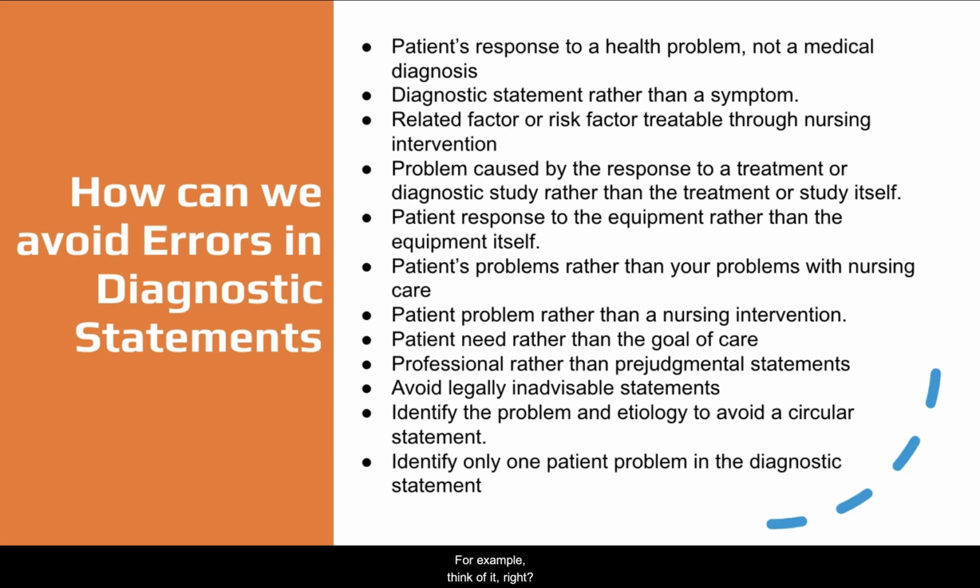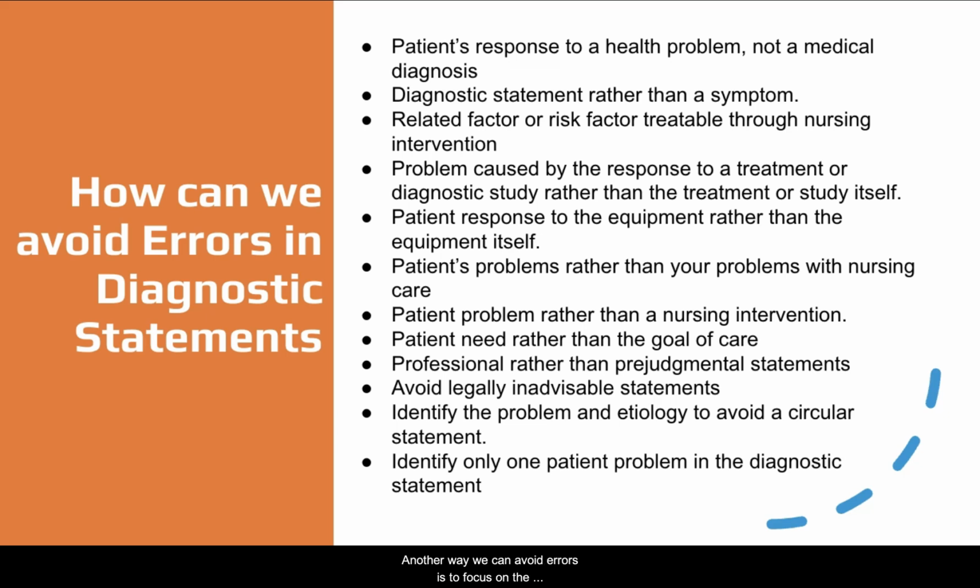For example, think of it, right? If you picked hypertension as your nursing diagnosis, what can you do about it? There's nothing you can do about it because the doctor has to prescribe the medication. The doctor has to diagnose it. You cannot diagnose it. But if you have altered blood pressure, if it's high or low, then you can say, okay, my intervention is going to be to administer antihypertensives that the doctor ordered, right?